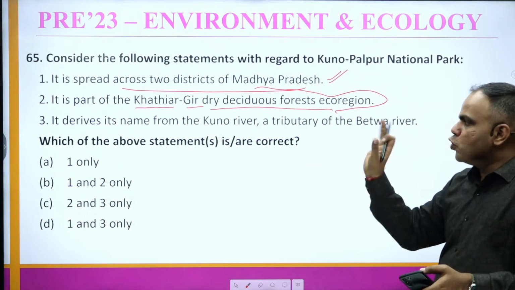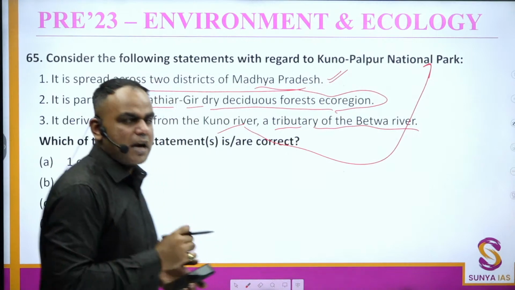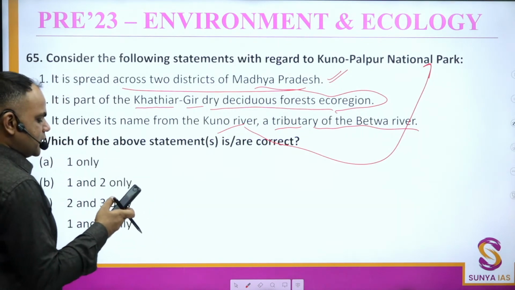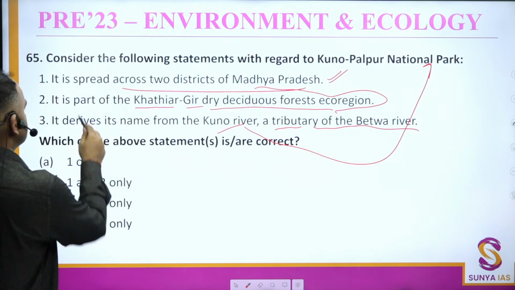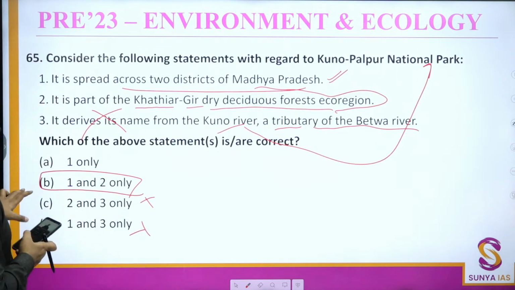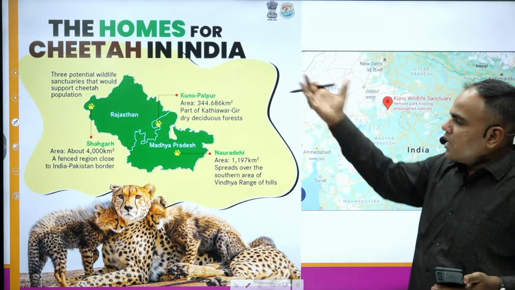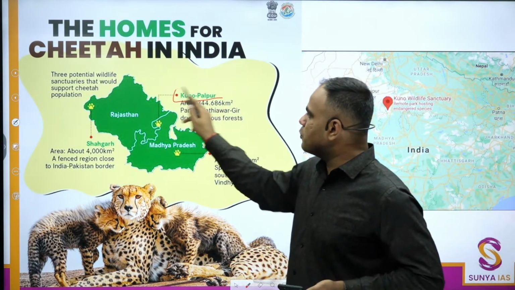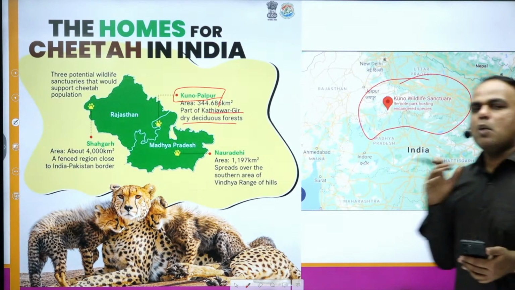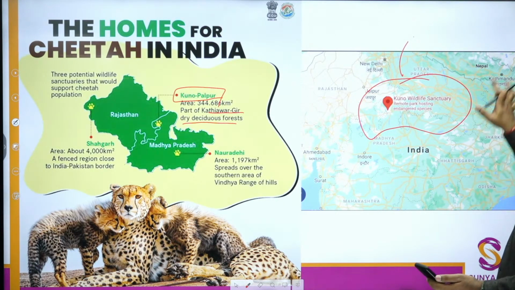Third, it derived its name from the Kuno River. True, Kuno River, Kuno National Park. Tributary of Betwa? No, this is not correct. It is actually a tributary of the Chambal River. We have already discussed ghariyals, critically endangered, and I also spoke about the Chambal River back then. So here 1 is correct, 2 is correct, but 3 is not correct, because the tributary is wrongly mentioned. So eliminate 3 and you get your answer for question number 65. This was the part I was emphasizing for you. We know that the African cheetahs are coming to India. We are talking about the Kuno Palpur region, which is a part of Kathiawar and Gir dry deciduous forest. Location-wise, you know that it is found in Madhya Pradesh. And again remember, the Kuno River is a tributary of the Chambal River. All right.